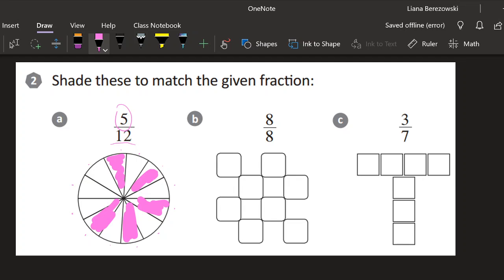So again, they didn't all have to be touching. I decided to do every other one. You could do them all side by side. You could do them across from each other. It doesn't matter. As long as we've shaded in 5 of the 12, we have the right answer, okay?